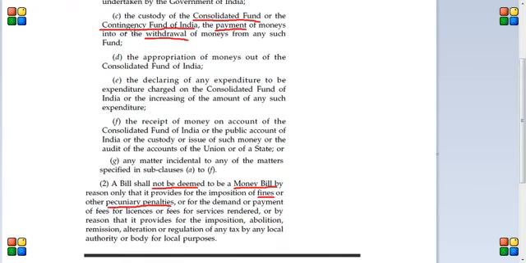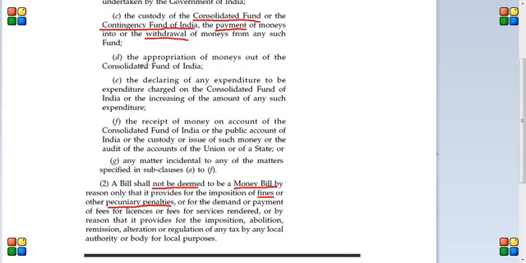C. Subclause C says the custody of the Consolidated Fund or the Contingency Fund of India, the payment of monies into or the withdrawal of money from any such fund. Again, the Consolidated Fund and Contingency Fund will be explained in other videos. The thing that we have to remember is that if any money is to be paid into or retrieved from those funds, and such provisions are present in a bill, then that bill is known as a money bill.